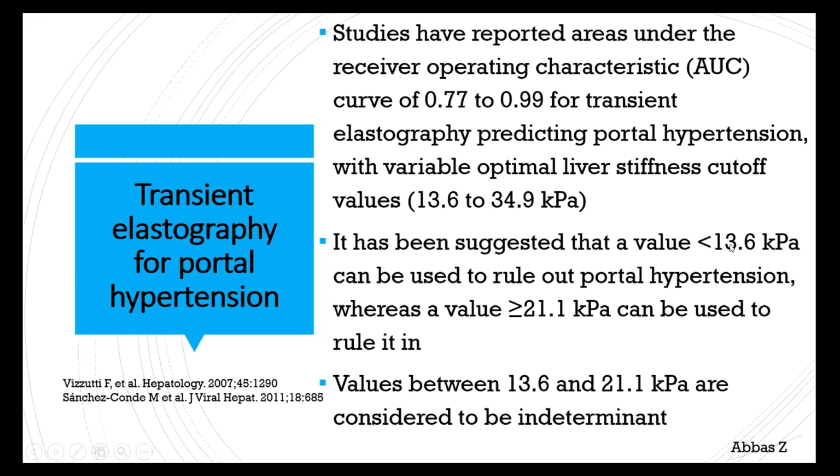So a value greater than 13.6 can be used to predict that this patient is having cirrhosis and portal hypertension. And with a value greater than 21.5, we can say that this is a patient who is having significant portal hypertension. Between 13.6 and 21.5 kilopascal, indeterminate values are there. The patient may be having cirrhosis, but may not be having significant portal hypertension.